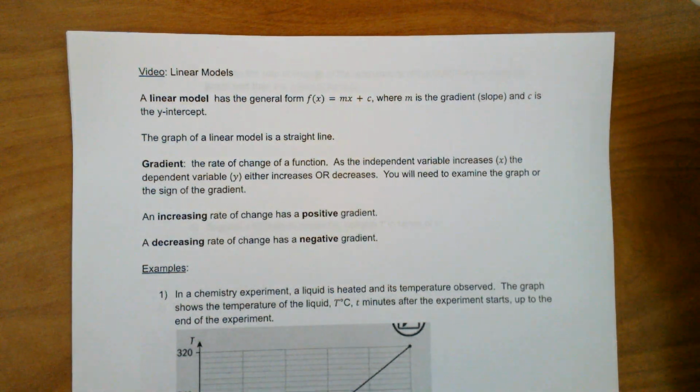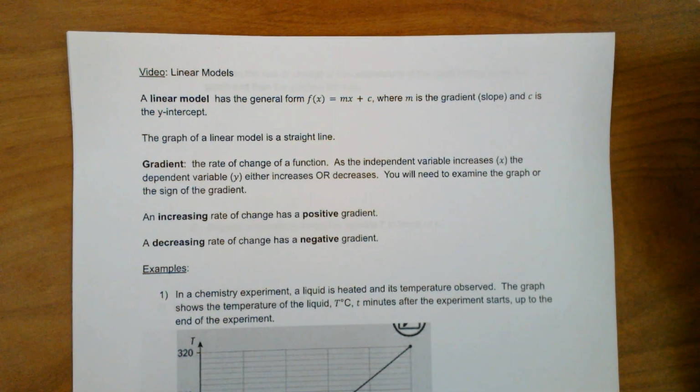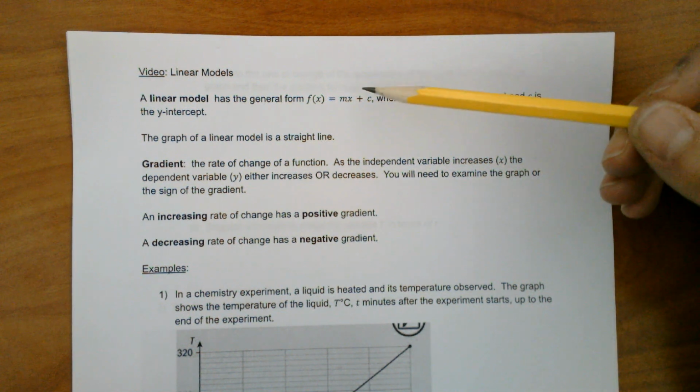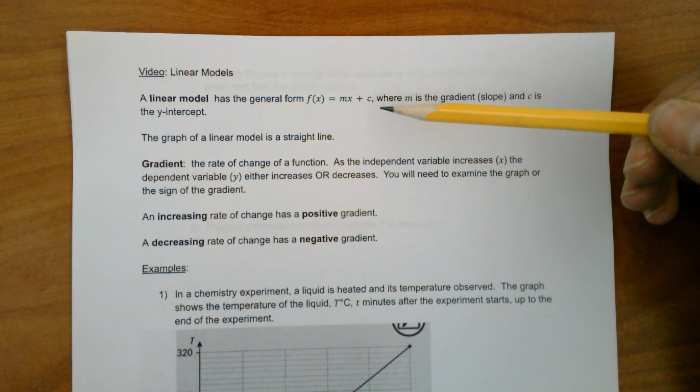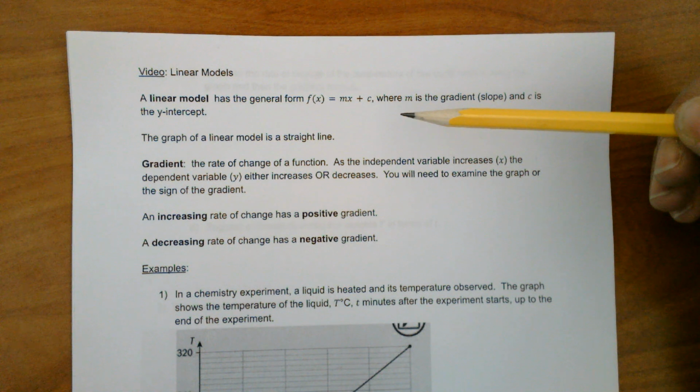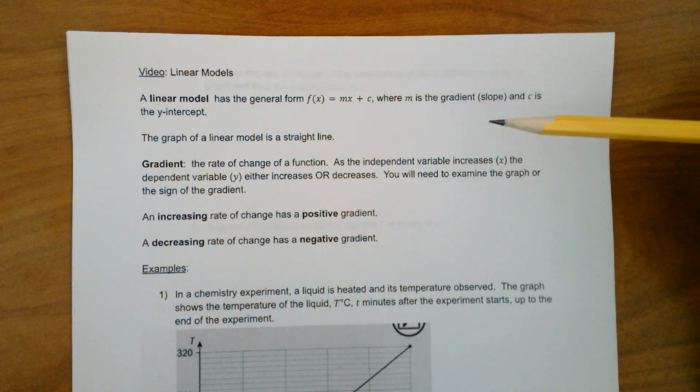Hello, this is Dr. Mears, and today we are going to be learning about linear models, and this is in the course Applications and Interpretation SL1. A linear model has the general form of f of x equals mx plus c, where m is the gradient, which is the slope, and c is the y-intercept.